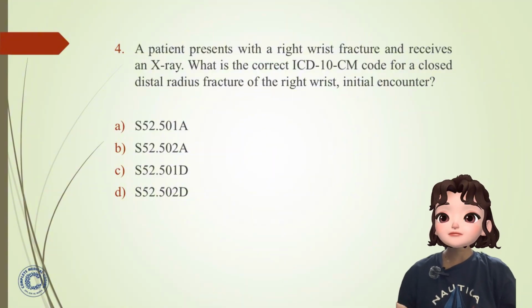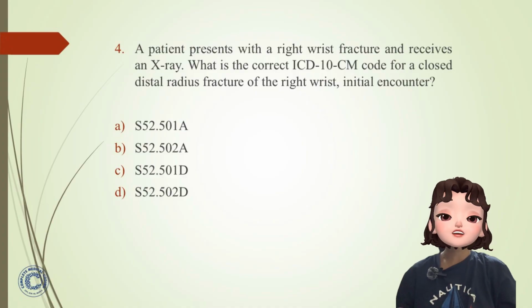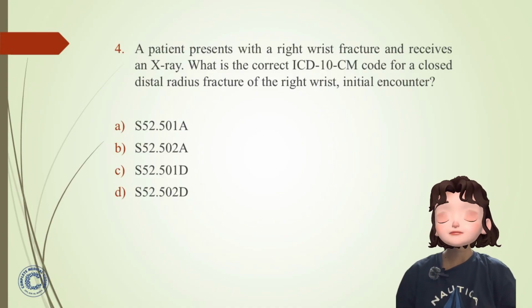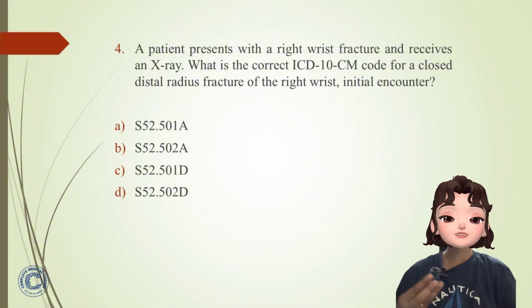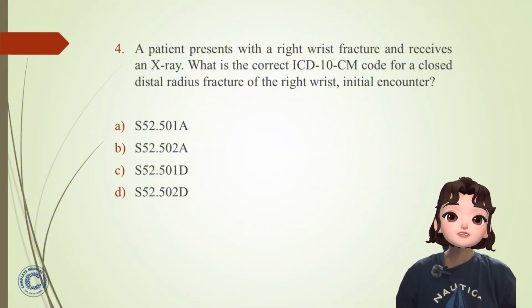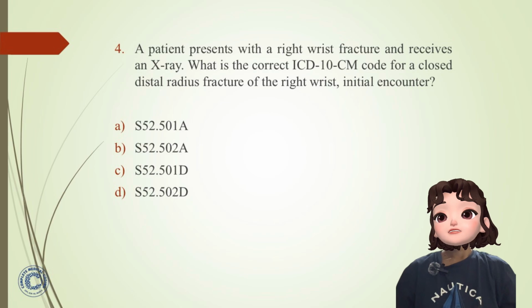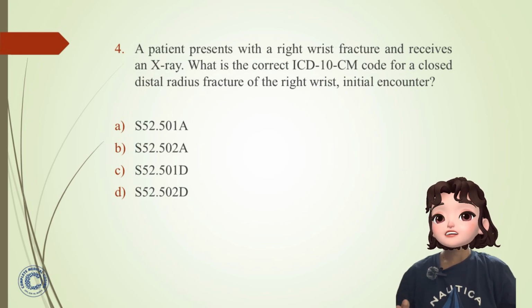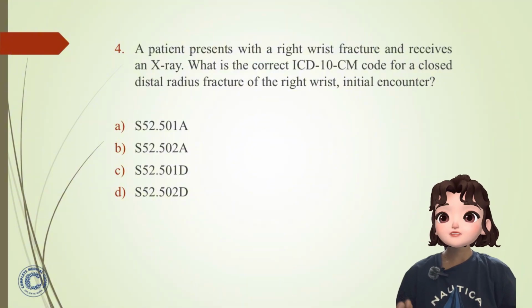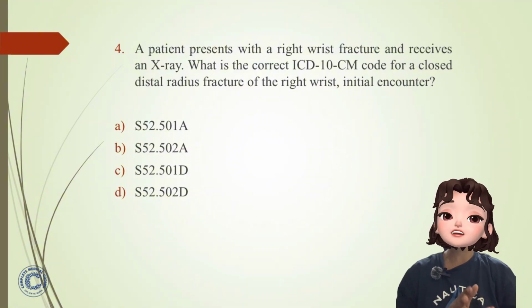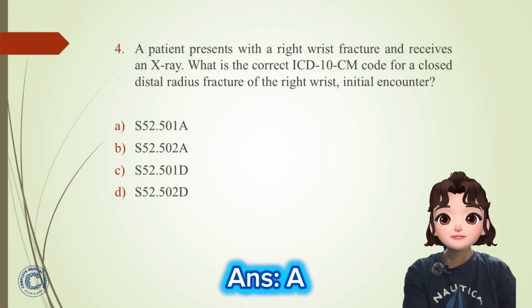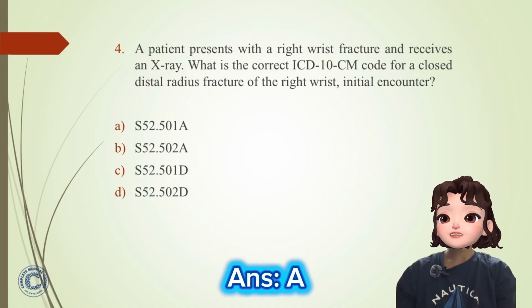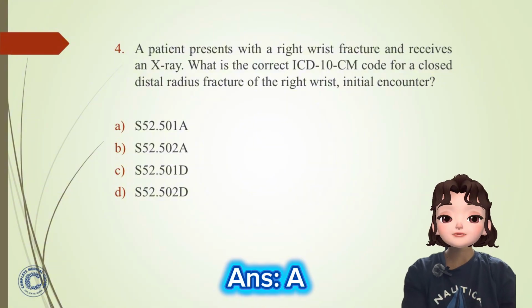Because this is not subsequent encounter. This is an initial encounter. How do you know that it's an initial encounter? Because it's mentioned that the patient presents with fracture and receives an X-ray. Usually for initial encounter only, the doctor is requesting for an X-ray, right? And then also in the question it is mentioned, what is the correct ICD code for closed distal fracture radius of right wrist, initial encounter. It's clearly mentioned that it's an initial encounter. So answer is option A, S52.501A. All right.